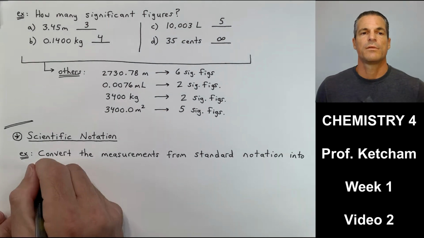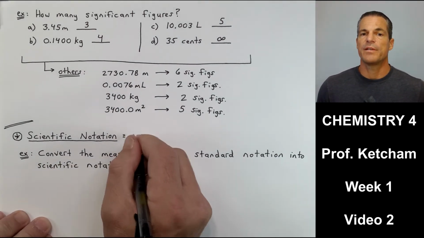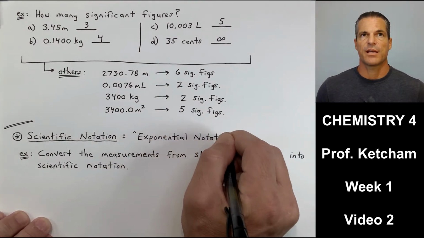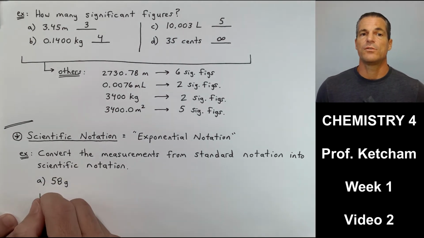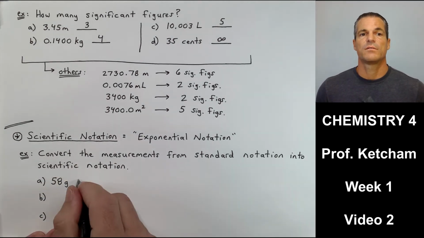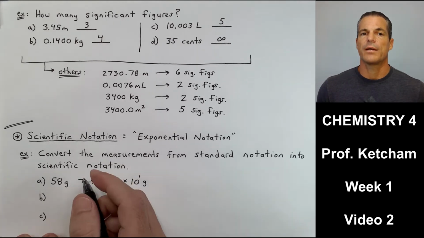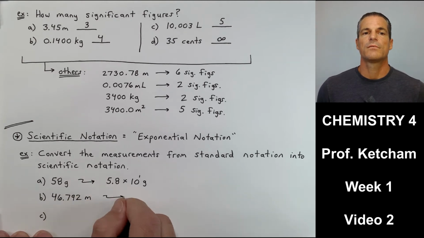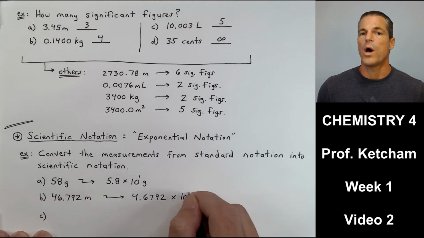Scientific notation. Example. Convert the measurements from standard notation. Standard notation is just like a regular number. Convert the measurements from standard notation into scientific notation. So 58 grams, 5.8 times 10 to the first grams. 46.792 meters, 4.6792 times 10 to the 1 meters.